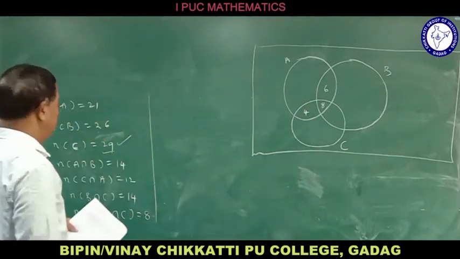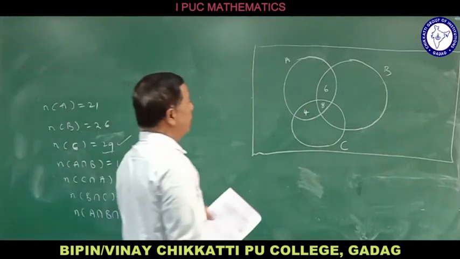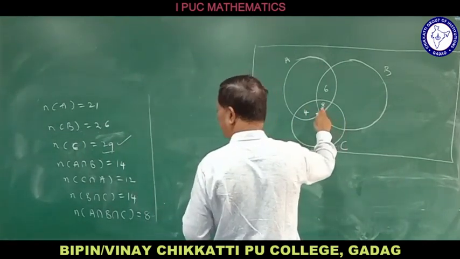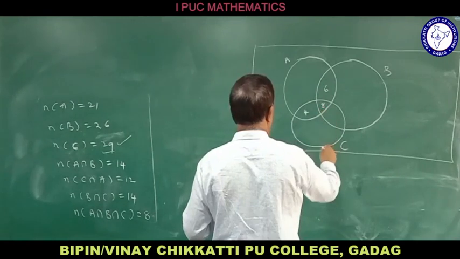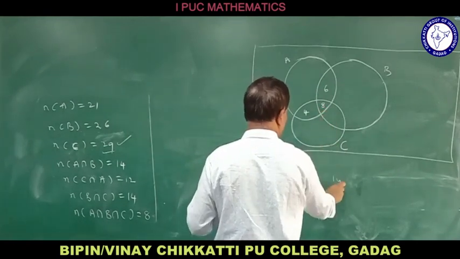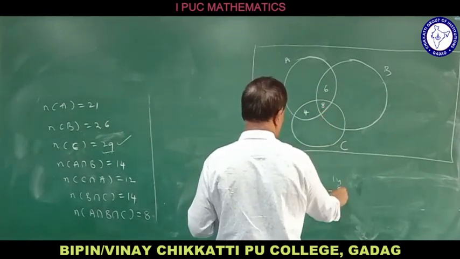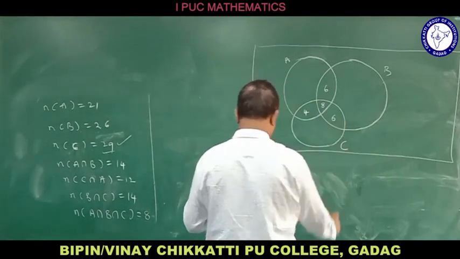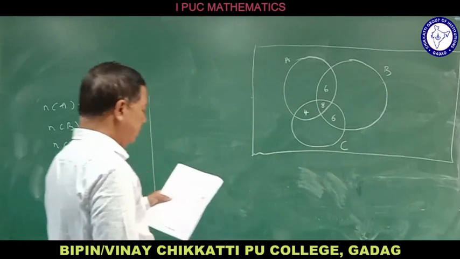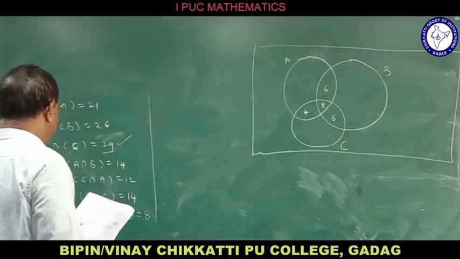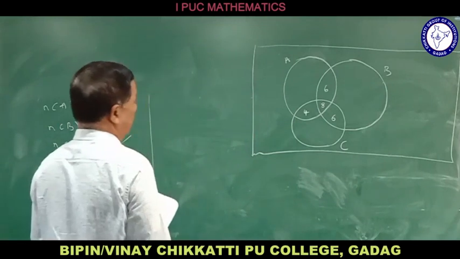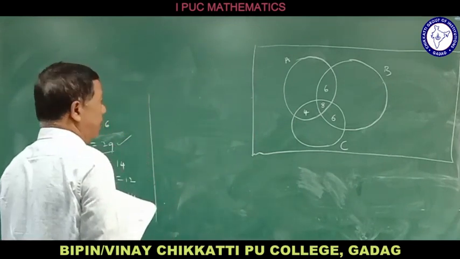Next B and C. B and C is 12, and B and C already has 8 there, and here B and C is 14, and 14 again minus 8. See, again you have to see that 6, and here we will get 6. So I hope you are understanding all this. The question is how many students like C only, and that is what we are interested in.